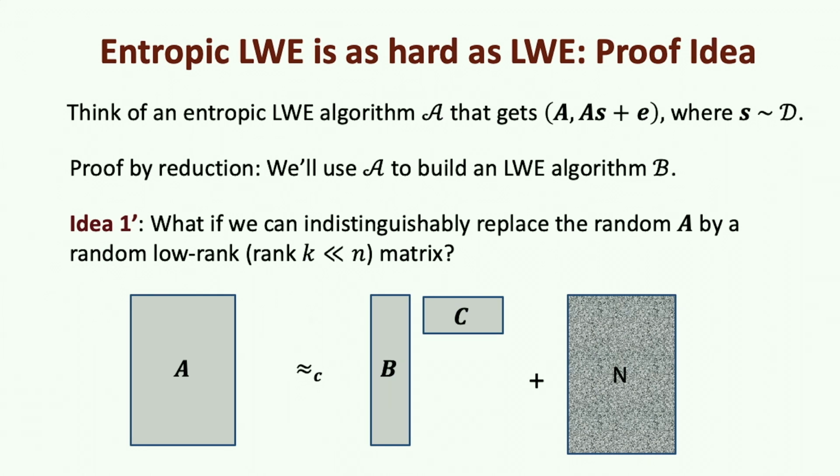LWE tells me that an approximately low-rank matrix is computationally indistinguishable from a random matrix. That is the core, the essence of LWE, over a finite field, right? Over a finite field, B times C, sprinkle in Gaussian noise or uniform noise or whatever, looks indistinguishable from a random matrix A. This is identical to the LWE distribution. In fact, maybe you need a little bit of work to show this, but you can. Okay, so now I have it.